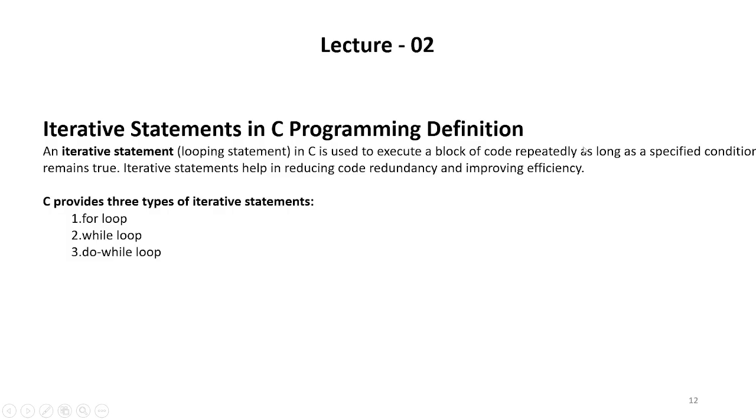After that, what you can do, C provides three types of iterative statements. So in this video we are going to discuss all the iterative statements. First one is the for loop, second one is the while loop, and third one is do while. At first, I think we should start with while and do while.